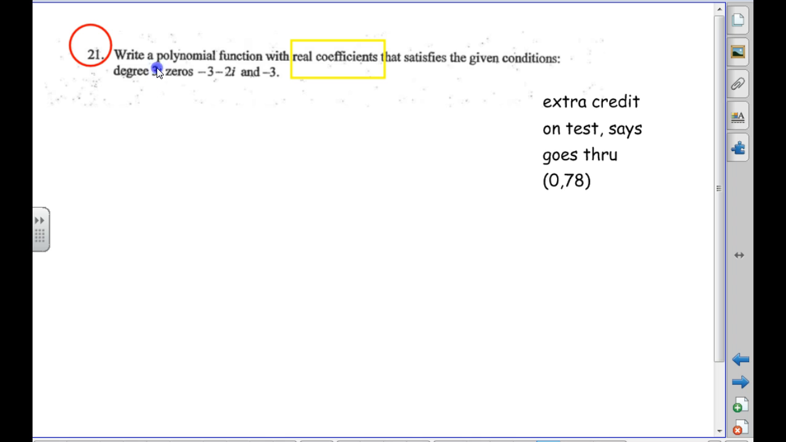It says find a polynomial function with real coefficients that satisfies the given conditions. It is degree 3. Its zeros are negative 3 and negative 3 minus 2i. What do you know right away? Negative 3 plus 2i, the conjugate, is also a zero. This is number 21.